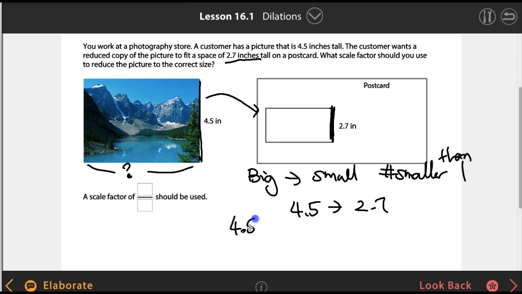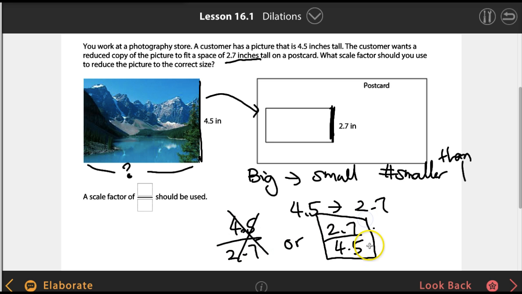So you can either have 4.5 over 2.7 or you can have 2.7 over 4.5 that you can multiply. This is bigger than 1. This is not. So that would be your answer, except oh, we have a predicament, right? We cannot have decimals and fractions all at the same time. So that is when we have to go to our handy dandy calculator, right?